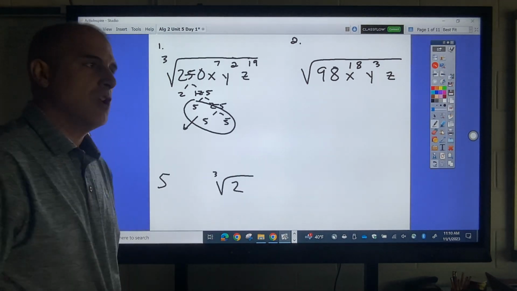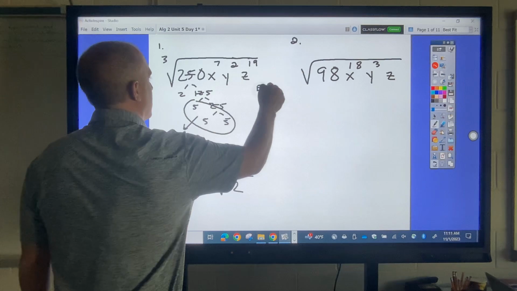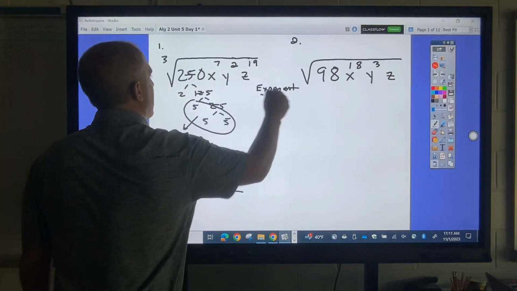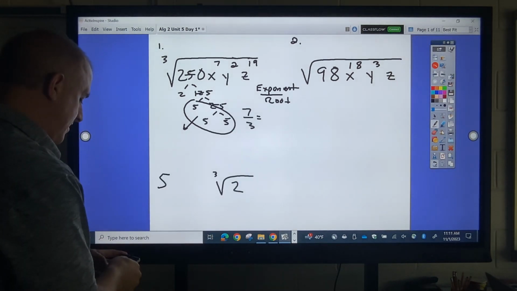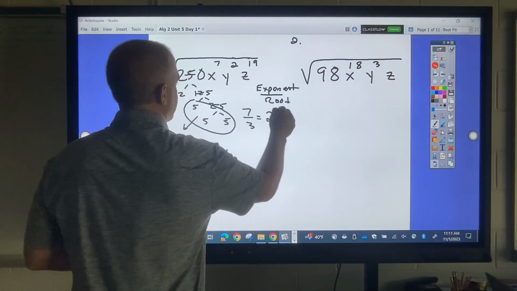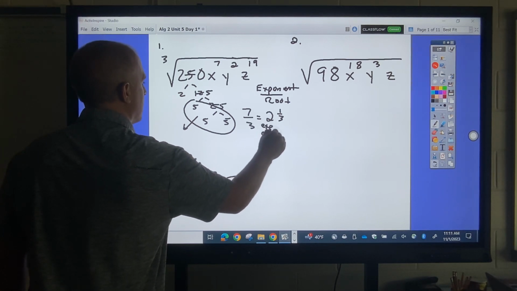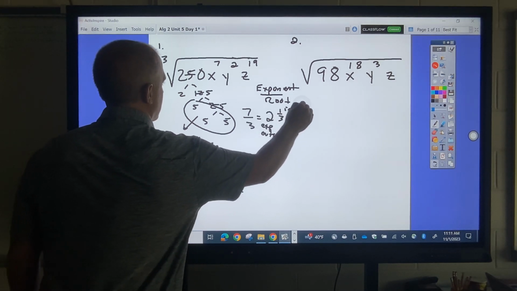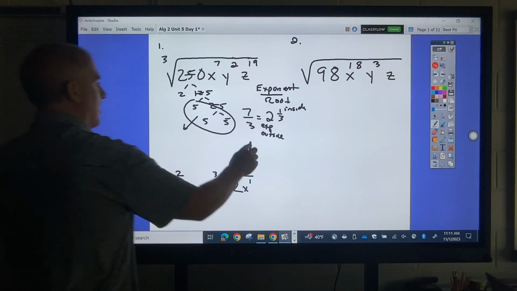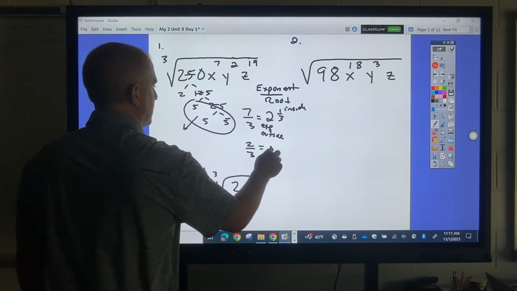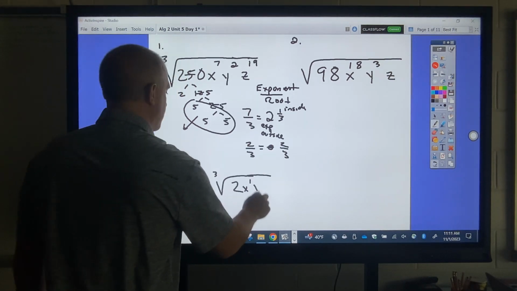Now, what I have to do for this, I take the exponent and I divide by the root. So 7 divided by 3 is 2 and basically 1/3. So what does that mean? This is the exponent outside. This is the exponent inside. So I got x to the 2, x to the first. Now, when I do 2 divided by 3, I get 0, basically only 2/3. So that means that y to the 2 stays all on the inside.